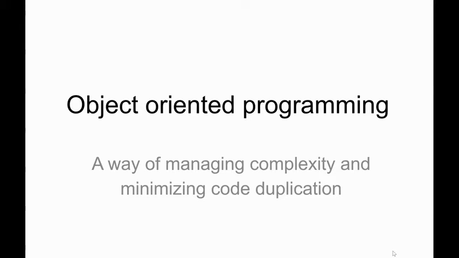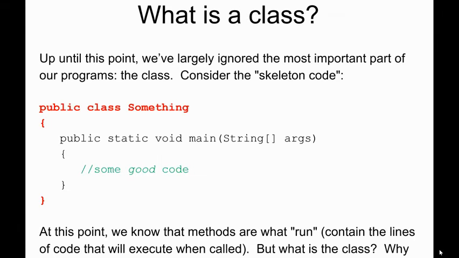In this presentation, we'll look at object-oriented programming. It's a way of managing complexity and minimizing code duplication. So what is a class? Up to this point, we've largely ignored the most important part of our programs, the class. Consider the skeleton code. We have public class, something that's the header, and we have this main method. And in the main method, we put some code.